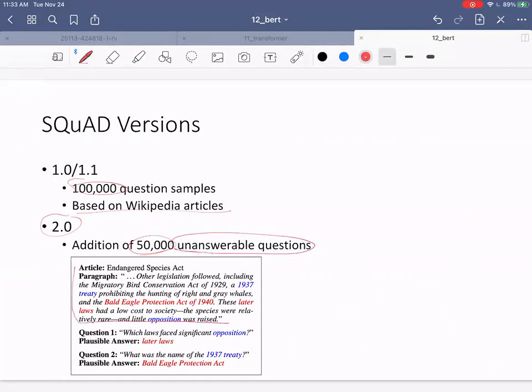For example, this is your reference text, and the question is, which laws face significant opposition? The text says little opposition was raised. So there is no significant opposition. This question is unanswerable because the text only says something about little opposition, which is the opposite of significant opposition. So the answer should be not answerable, instead of saying later laws, which is a wrong answer. So in Squad 2.0, a question answering model has another option that says not answerable. So Squad 2.0 is 100,000 question samples in addition to 50,000 unanswerable questions.